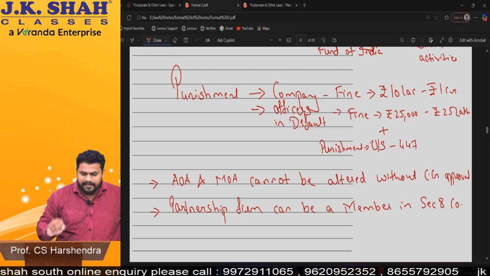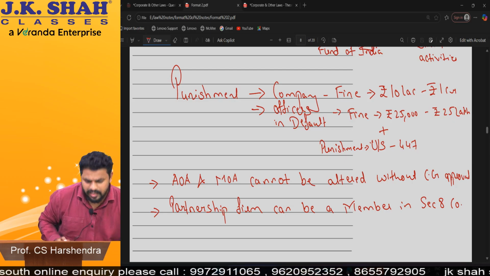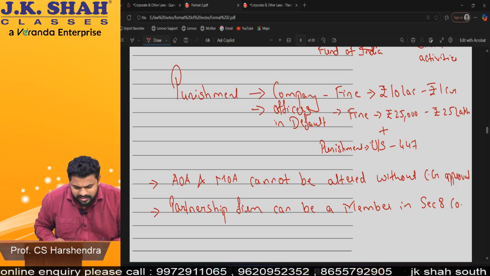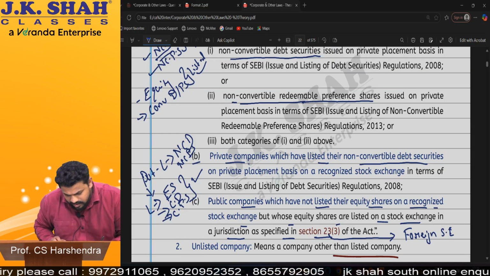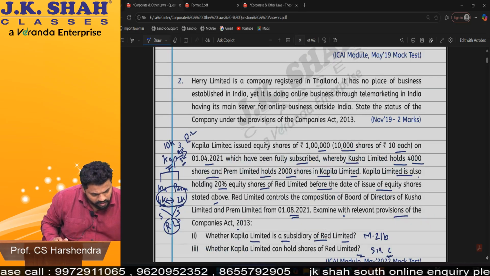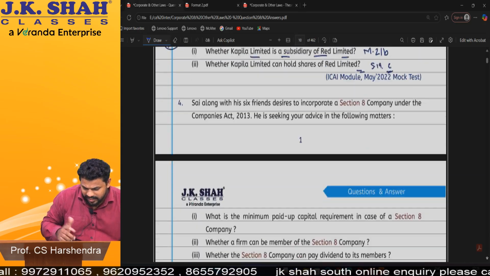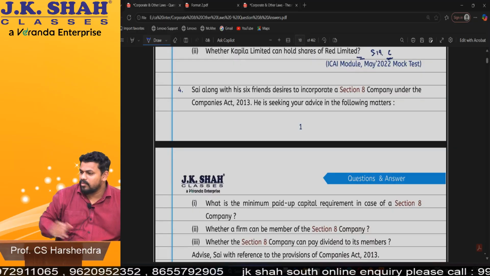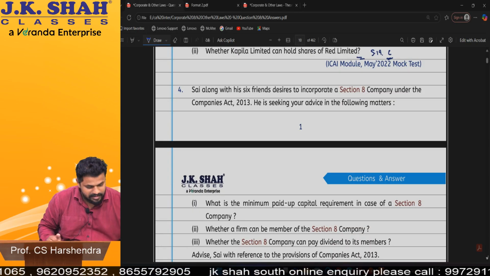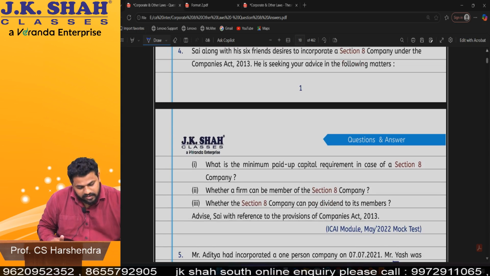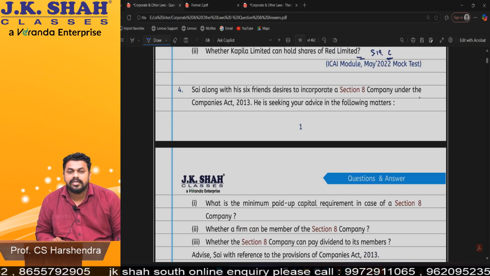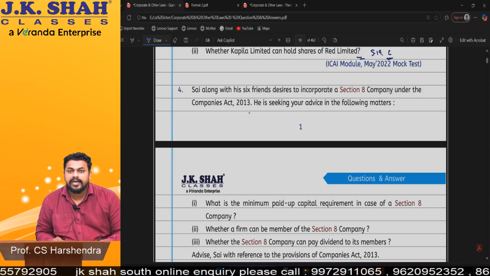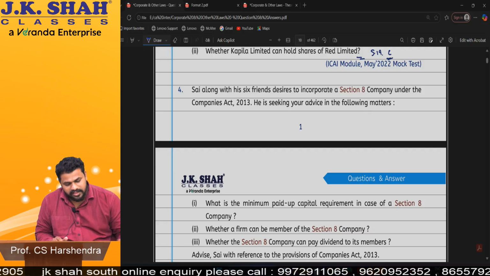Okay, so we'll solve one question. This is an exam question. The next one is an exam question. I can directly show it from the paper, but we have put it in these notes only. See the question. Sai, along with his 6 friends, desires to incorporate a Section 8 company under Companies Act 2013. He is seeking your advice in the following matters.